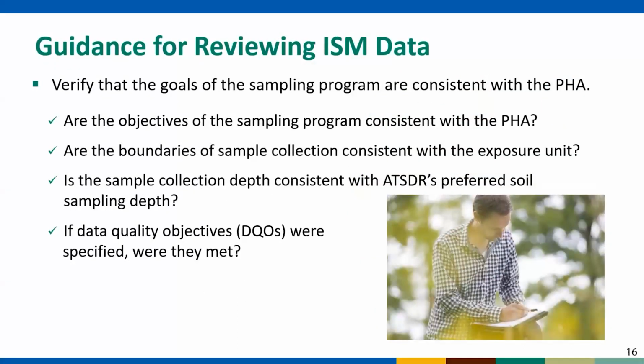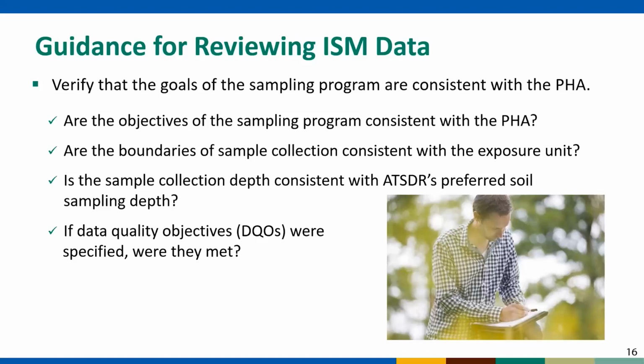So how do we use these data? Before using ISM data to calculate EPCs, you need to carefully review all the available information to make sure the data are of good quality and applicable for your PHA. Ask yourself if the stated objectives for the sampling program are consistent with the PHA. If the data quality objectives or DQOs are compatible with the PHA objectives, the data can be used for the PHA.